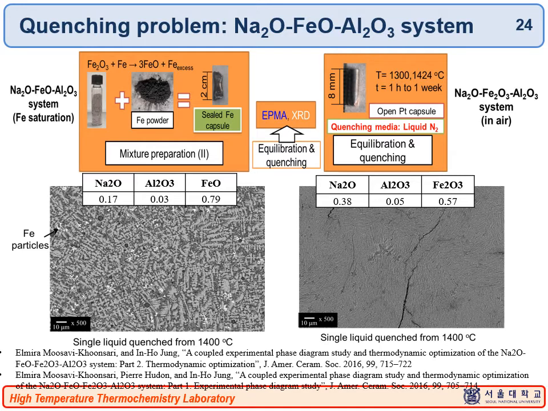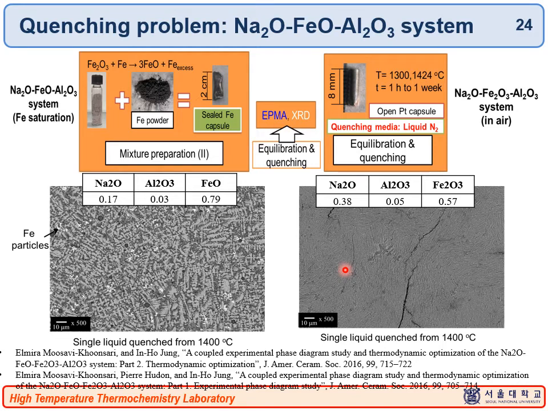The next challenge is the quenching of the sample. If the sample, especially a liquid sample, has a very low viscosity, it is hard to quench it. In fact, in most cases, we can find homogeneous and very fine quenched crystal formation like this one or like this one. From the morphology, we can easily tell that this was originally a liquid phase.